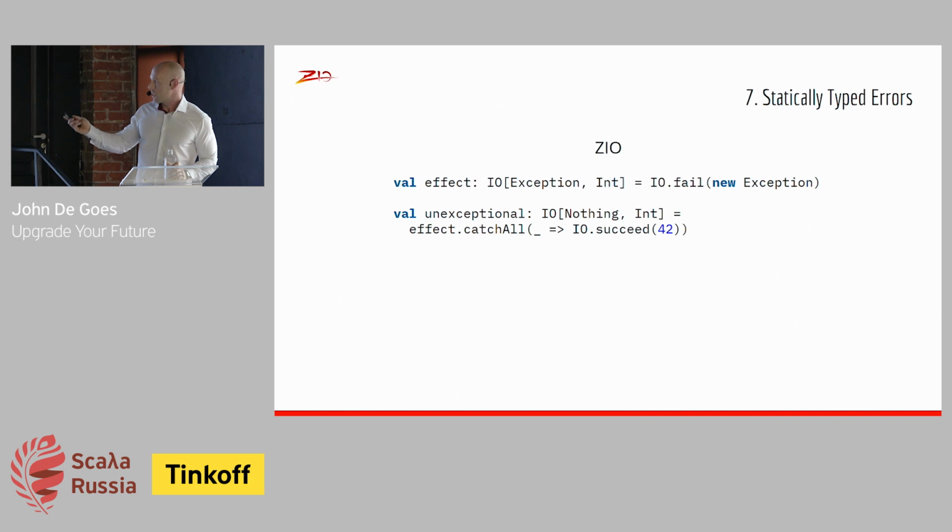ZIO has a dynamic error channel, so you can plug any type you want into that. You can plug in Exception or Throwable, or your own custom error type. You can even plug in Nothing to indicate the absence of an error. And when you handle errors in your ZIO program, the type of those effects actually changes. The error goes away. You have static proof that your effect can no longer fail. And this can help you write applications where the error behavior is extremely well defined.